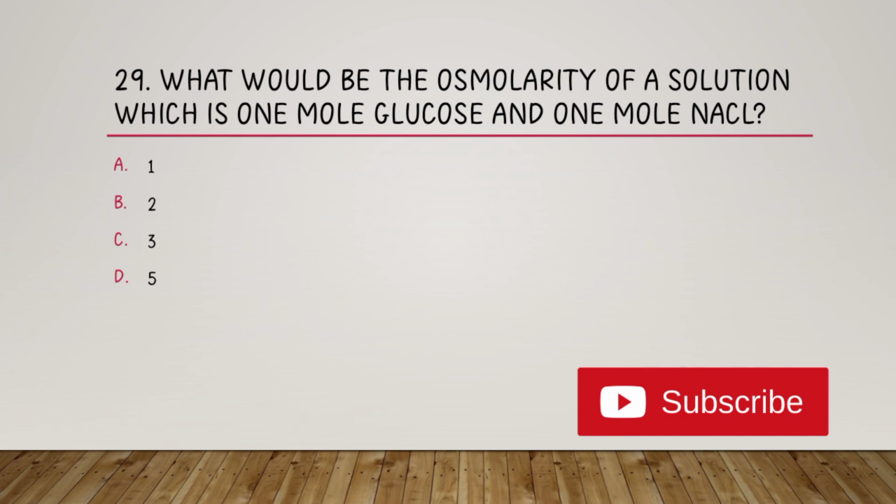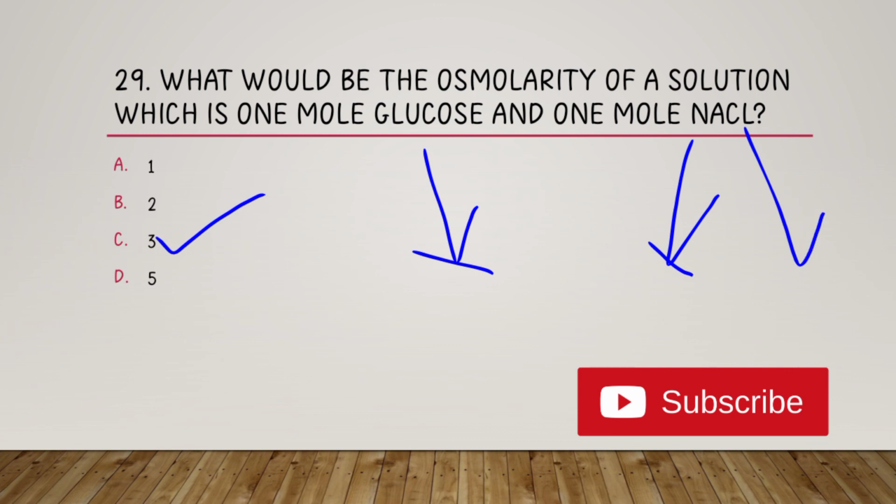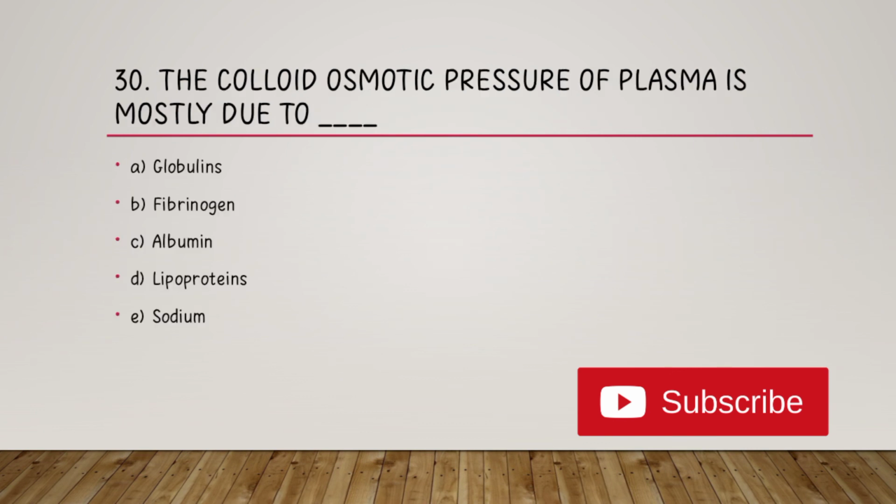Number 29. What would be the osmolarity of a solution which is one mole glucose and 1 mole NaCl? A1, B2, C3, D5. What do you think is the right answer? So the right answer here is C3. Why? Glucose will bring 1 mole, while NaCl will bring 2, Na will bring 1, while the Cl will bring 1. Glucose will not dissociate the same way that NaCl would. That's why.